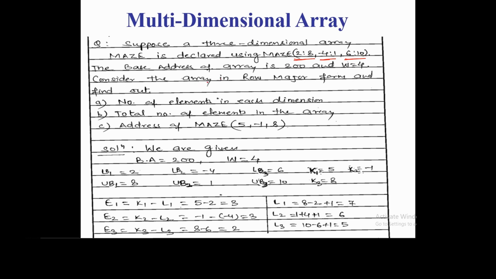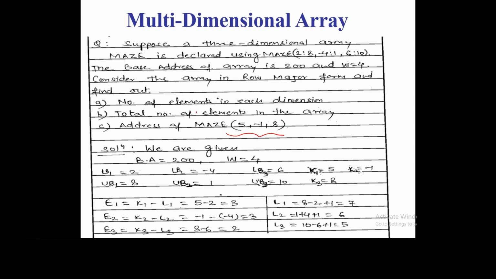The base address of the array is 200, and the word size W is 4. Consider the array in row major order form, where elements are stored row by row. Just find out these values: the number of elements in each dimension, the total number of elements in the array, and the address of this particular location.